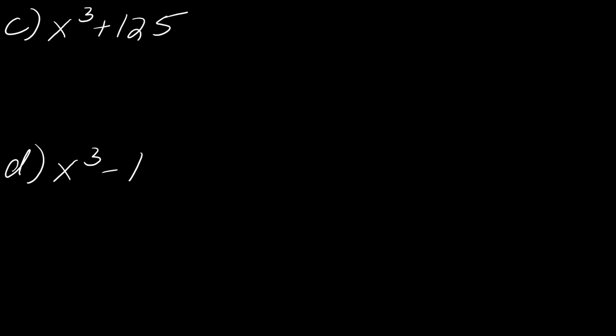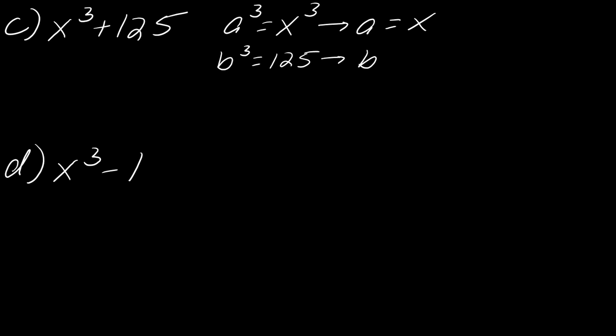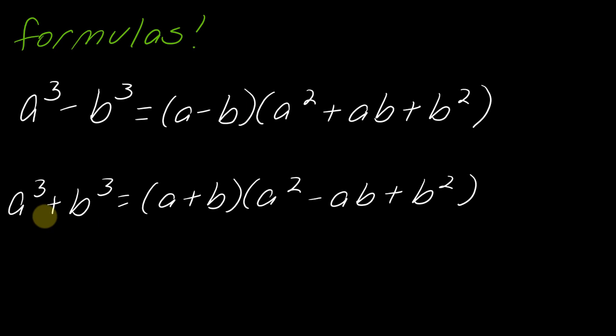So anyways, what we talked about in the review video is the key to this: first you want to identify what's in the a cubed spot. In this case, this would be x cubed, which means that my a in the formula will be equal to x. And then in the b cubed spot, that is 125, which means that my b will equal 5. And so from here, now I'm just going to apply this formula.